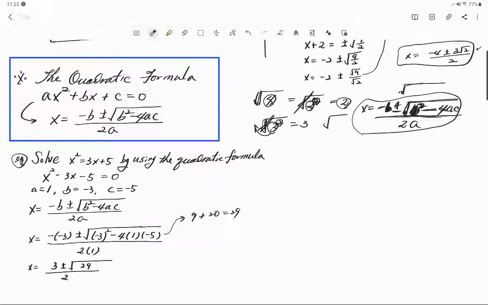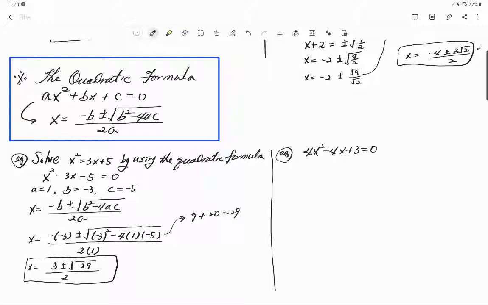So is that the answer? Yes. So there are two solutions. One is 3 plus square root of 29 over 2, and the other one is minus. So 3 minus square root of 29 over 2.